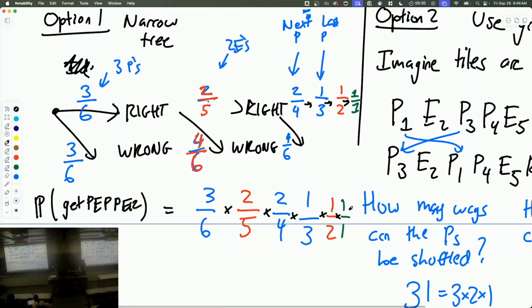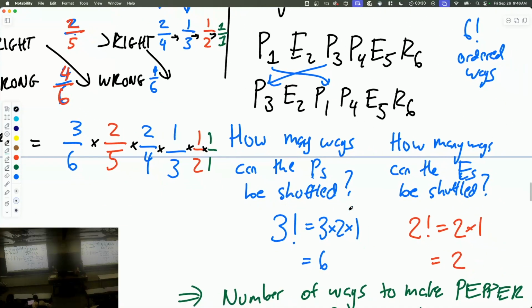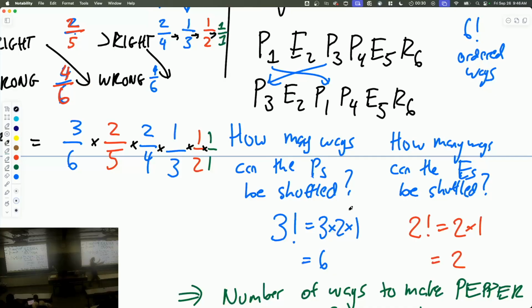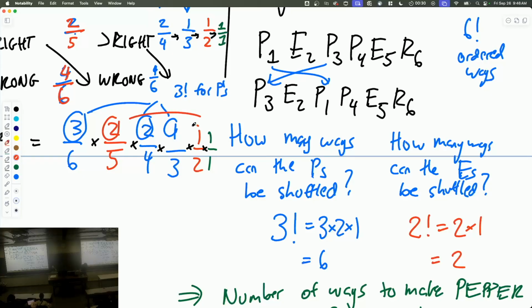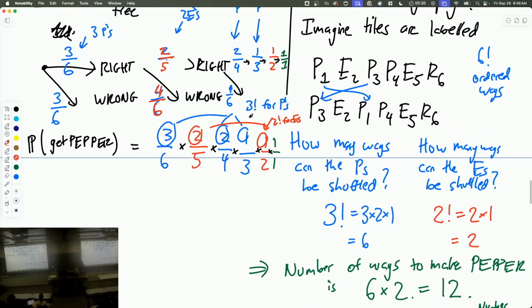So it's exactly the same solution as we had before, but in this one we're sort of counting it up first, and in this one we're kind of doing probabilities as we go and combining the probabilities and the counting. But they really are the same solution and the same answer. So these 3 together, that is 3 factorial for P's, and then these 2 together, that is a 2 factorial for E's, and that is another perfectly good way to do it and to see the answer.